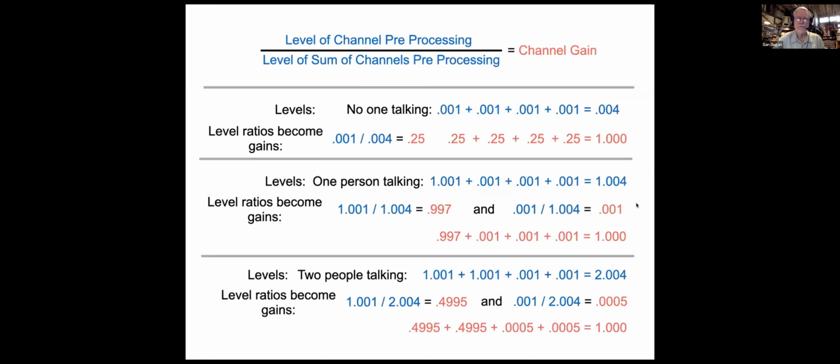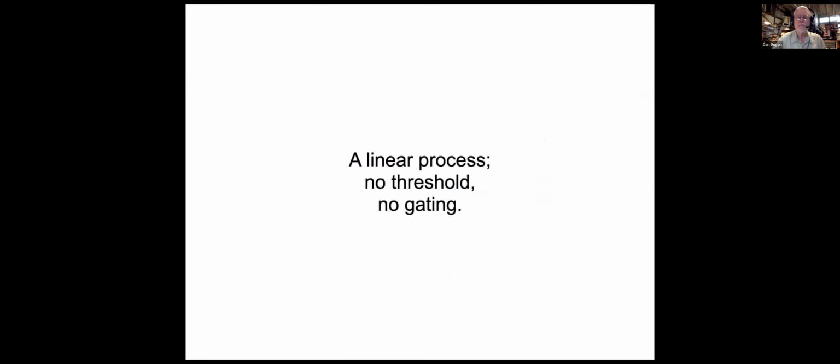And that's just very useful. And notice that this has no threshold anymore. It's just a ratio. There's no gating. It's totally a linear process. So there are no gating artifacts because there's no gating. You're doing very large level shifts, but the level shifts are complementary between the channels. And so all things being equal, they're not audible.